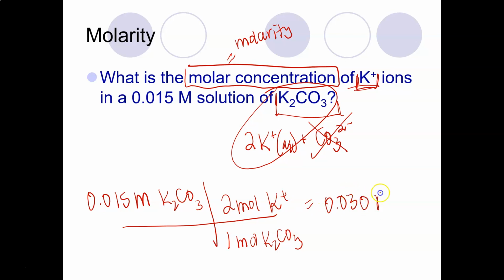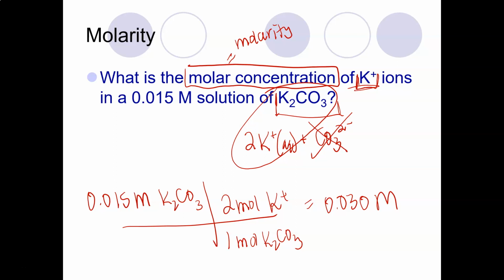I'd get 0.30 molarity. This gets people. Think about if I have a room full of people who have all of their limbs, and I have 4 people. How many arms are there? Well, one person has 2 arms, so times 2. Well, that's what's happening here.